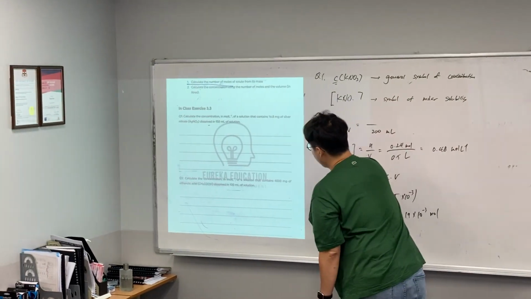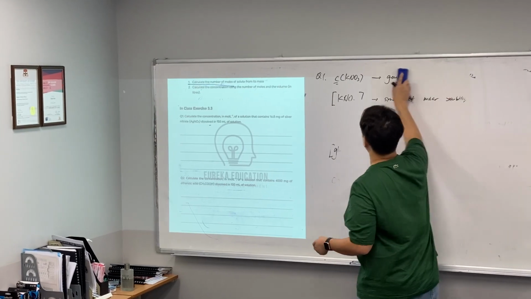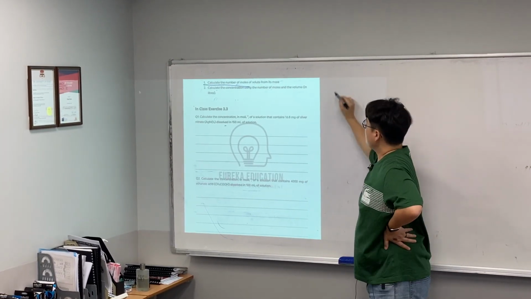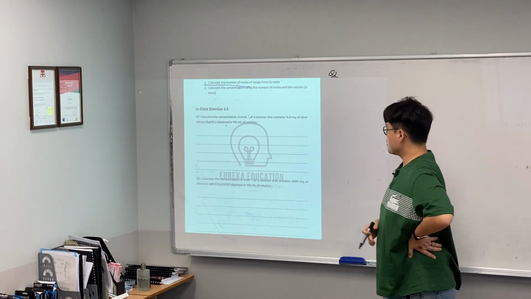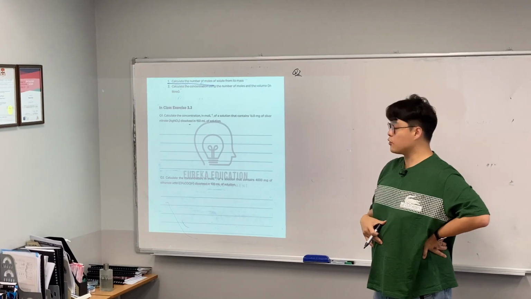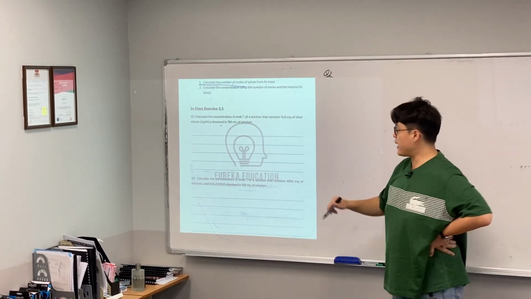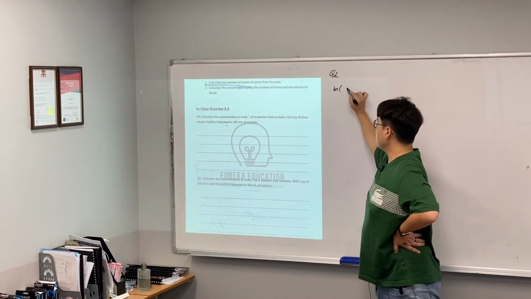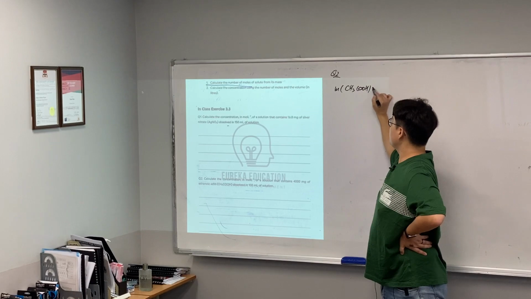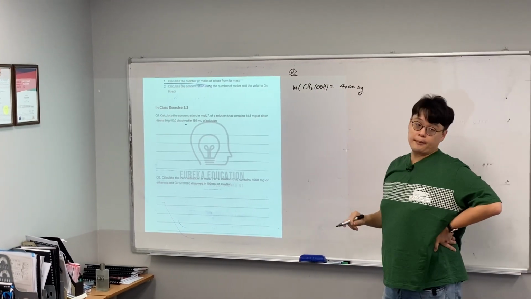Okay, we can do a similar thing for question 2. Let's do question 2 as well. Calculate the concentration in mole per liter of the solution that contains 4,000 milligrams of the ethanoic acid dissolved in 100 ml. So again, write down all that relevant information that you have. Mass of the ethanoic acid, CH3COOH, is given as 4,000 milligrams.